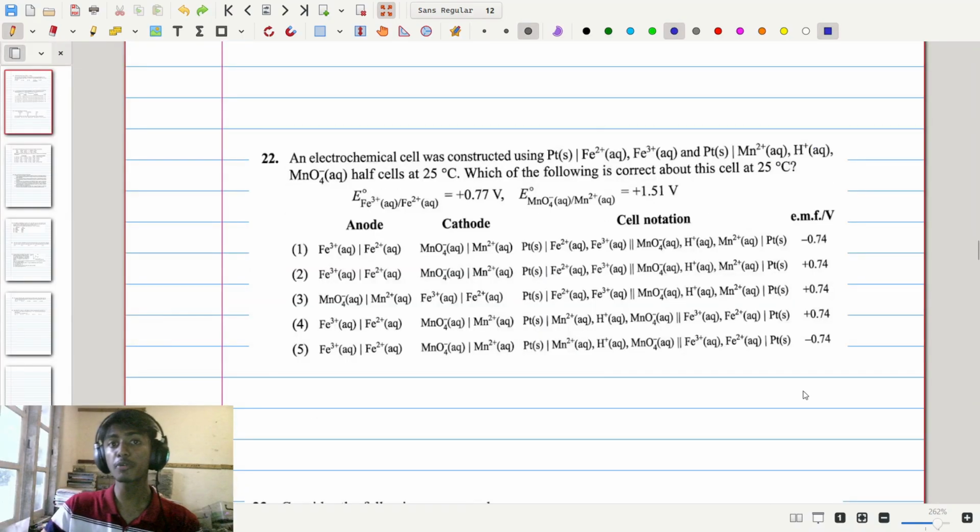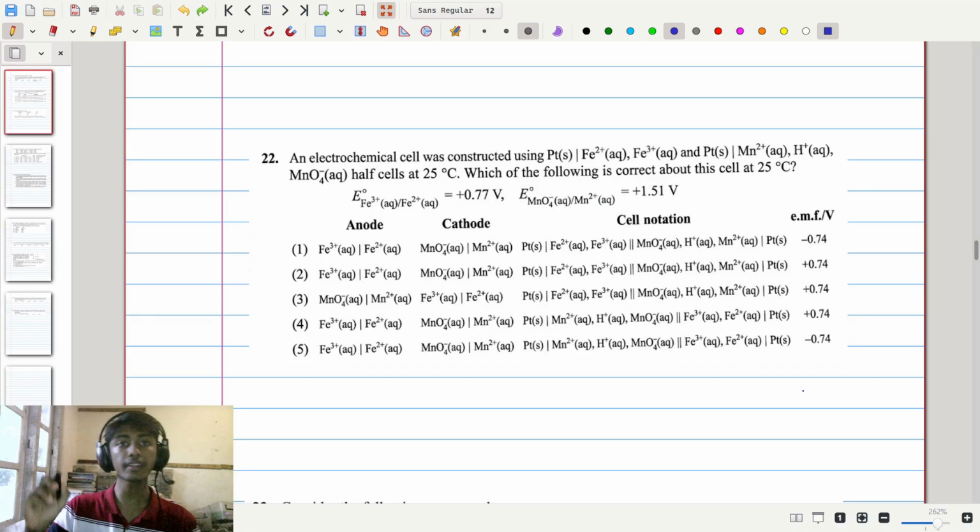Now moving on to question number 22, the question says, an electrochemical cell was constructed using the platinum to iron 2 plus and iron 3 plus half cell and the platinum to manganese 2 plus, H plus and permanganate half cell at 25 degrees Celsius. The question asks us which of the following is correct about this cell at 25 degrees Celsius, and it gives us the standard reduction potential of iron 3 plus to iron 2 plus, which is plus 0.77 volts, and the standard reduction potential of permanganate into manganese 2 plus, which is plus 1.51 volts.